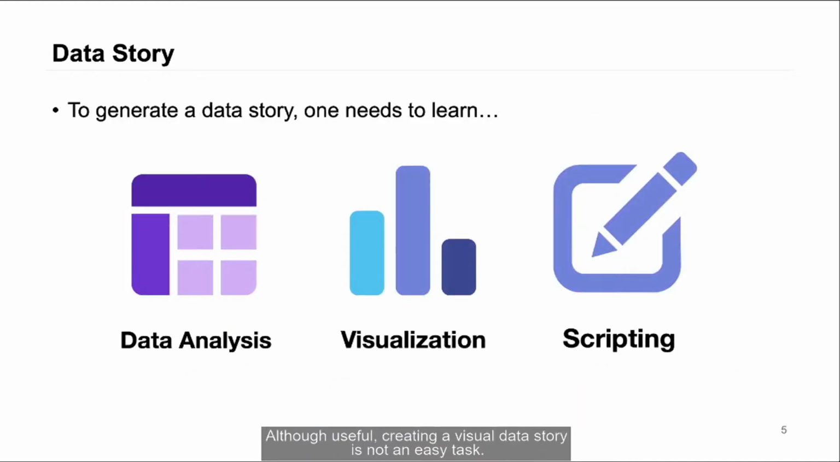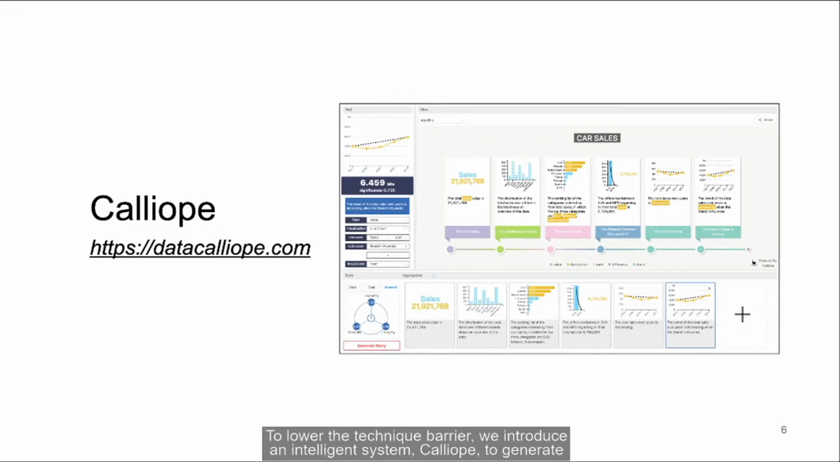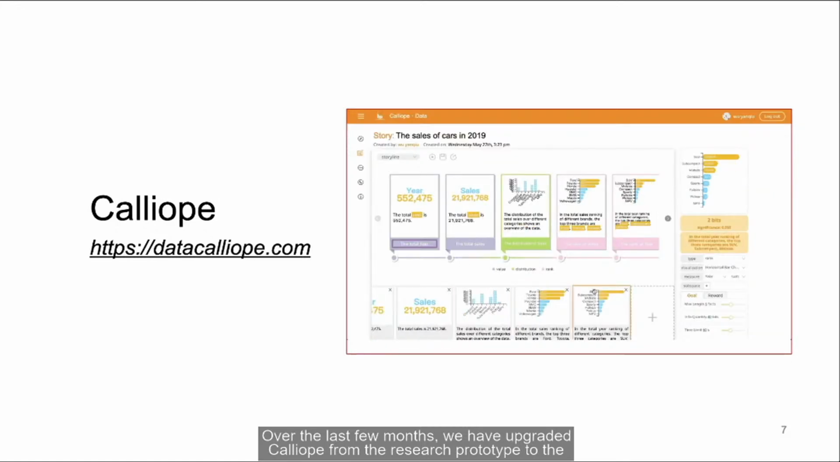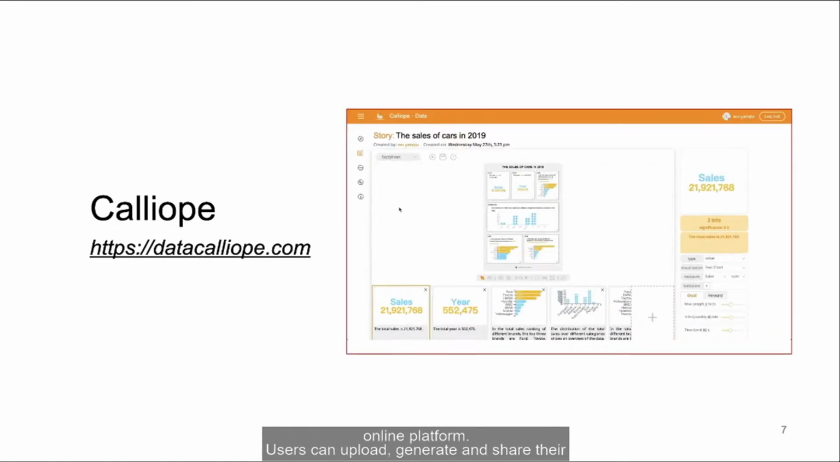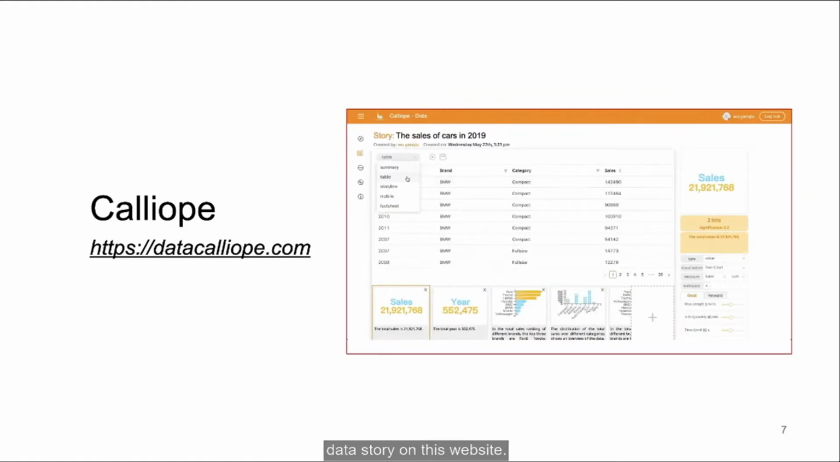Although useful, creating a visual data story is not an easy task. To generate a visual data story, we need to learn a lot of techniques, such as data analysis, visualization, and scripting. To lower the technique barrier, we introduce an intelligent system, Calliope, to generate visual data stories directly from the imported spreadsheet in a fully automatic process. Over the last few months, we have upgraded Calliope from the research prototype to the online platform. Users can upload, generate, and share their data story on this website.